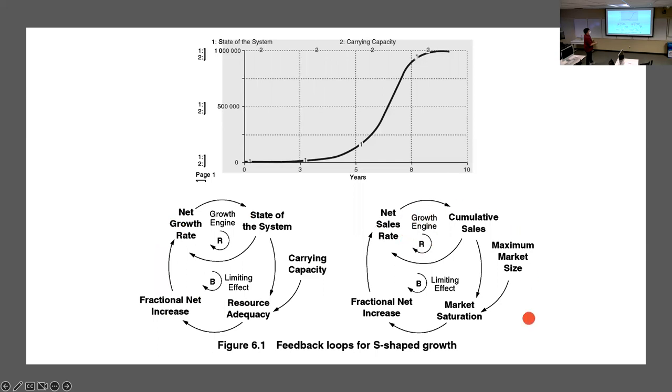And so that is going to reduce the net increase, which is going to eventually reduce the growth rate. So in a specific example, if you think about sales, as you get more sales, there's going to be a greater increase in the sales rate. More sales is going to get you more attention, which is going to cause you to grow and have even more sales. But eventually, you just run out of people to sell your product to because they all own your product. And so then you hit saturation and that slows things down.